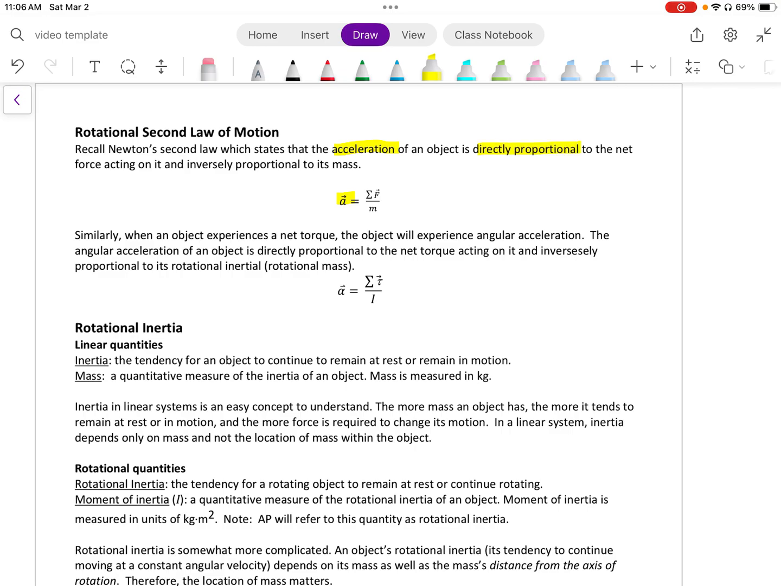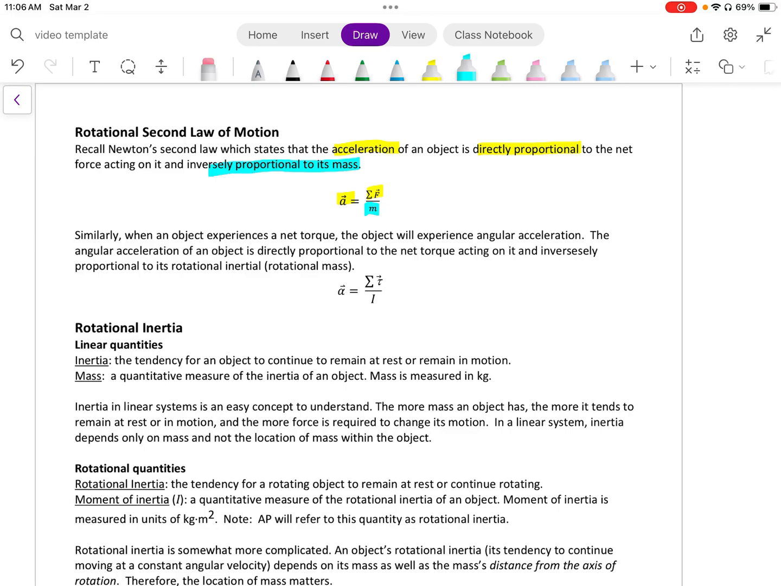proportional to the net force. So if the force goes up, the net force goes up, the acceleration goes up, and inversely proportional to the mass of the object. So if the mass goes up, acceleration goes down, hence inversely proportional.